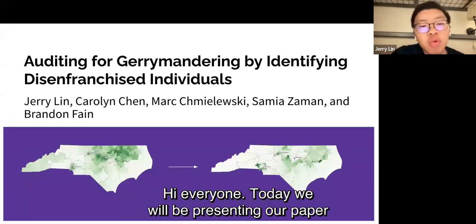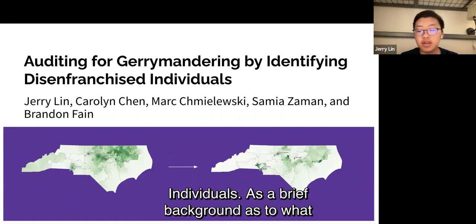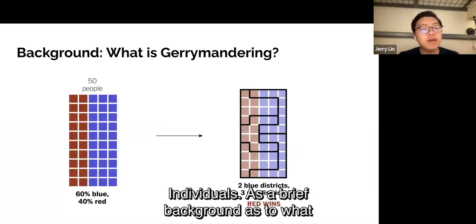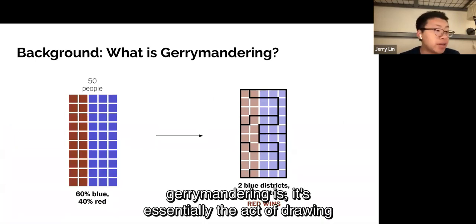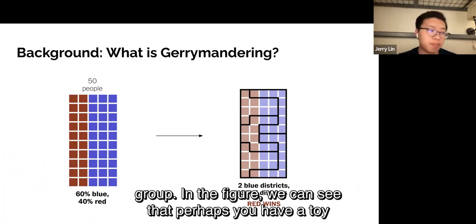Hi, everyone. Today we'll be presenting our paper, Auditing for Gerrymandering by Identifying Disenfranchised Individuals. As a brief background as to what gerrymandering is, it's essentially the act of drawing districts to favor a particular political outcome or population group.